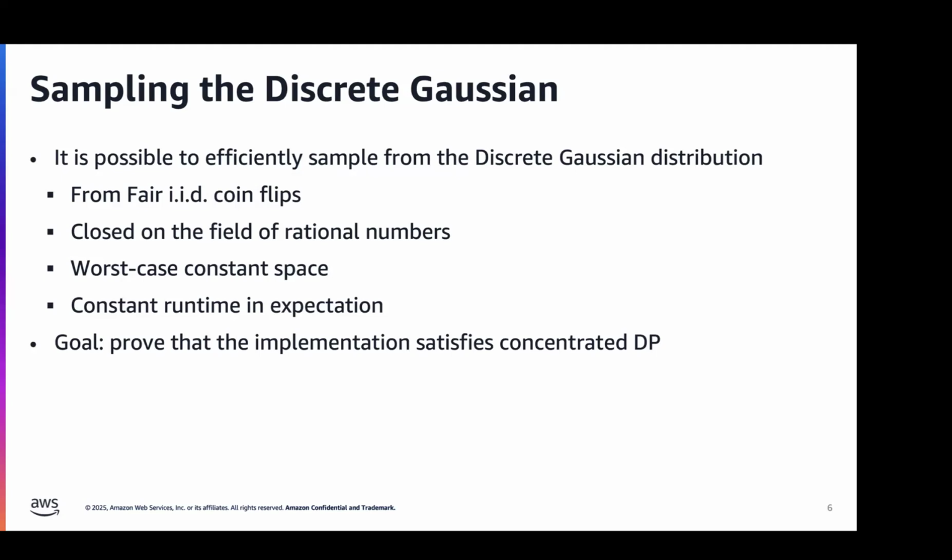So the goal, now that I've introduced these two things about the discrete Gaussian distribution, is we want to implement a sampler in Lean for the distribution, and we want to prove that it satisfies the concentrated DP property.